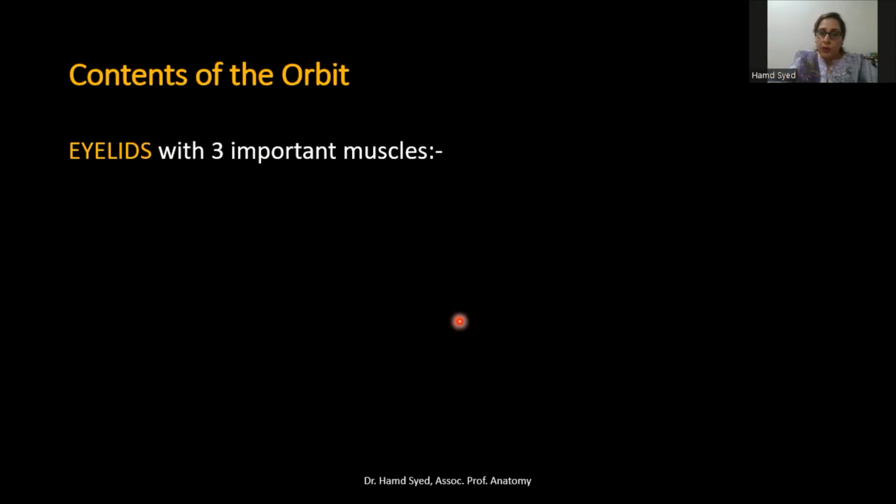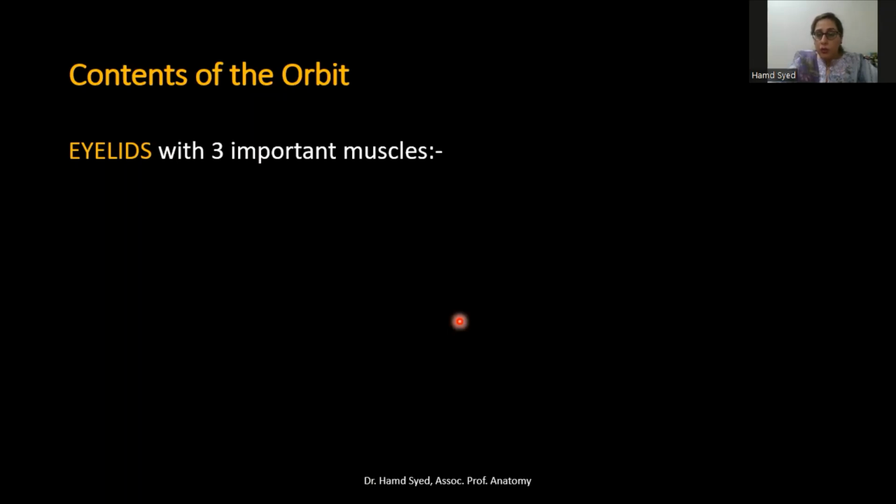Now let's come to the contents of the orbit. Starting with the eyelids. We know that the eyelids are the anteriorly placed structures, and they are giving protection to the eyeball, and there is an upper eyelid and there is a lower eyelid, and the fissure between the two eyelids is known as the anterior palpebral fissure.